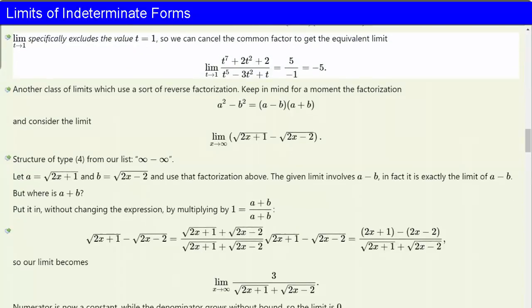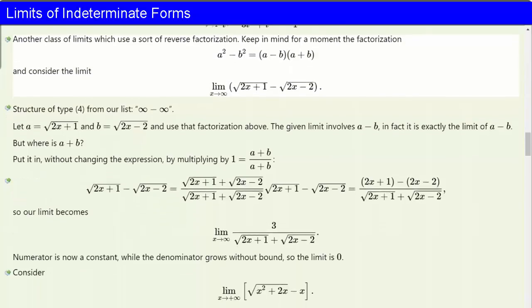Because the statement limit as t goes to 1 specifically excludes the value t equal 1, we can cancel the common factor between numerator and denominator to get the equivalent limit of the ratio of the 7th degree polynomial to the 5th degree polynomial as t tends to 1. Neither of these vanish at t equal 1, so we can just evaluate them, and the limit turns out to be minus 5.